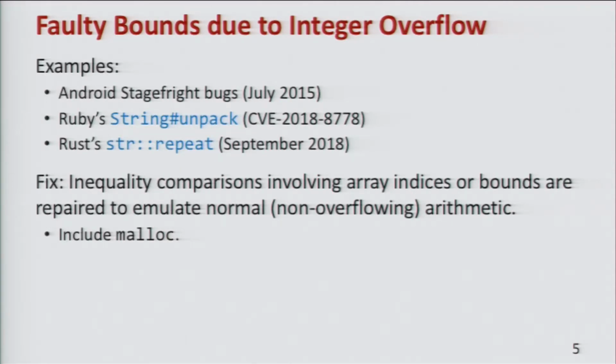Some examples of integer overflow leading to buffer overflow include the Android Stagefright vulnerabilities from 2015, which allowed remote code execution, a bug in Ruby's standard library that allowed unauthorized disclosure of information, and a bug in Rust's standard library discovered just last month, which allowed memory corruption. The fix is to repair inequality comparisons that involve array indices or bounds to emulate normal, non-overflowing arithmetic. This includes malloc, which internally compares the size of the requested memory to the largest unallocated chunk.